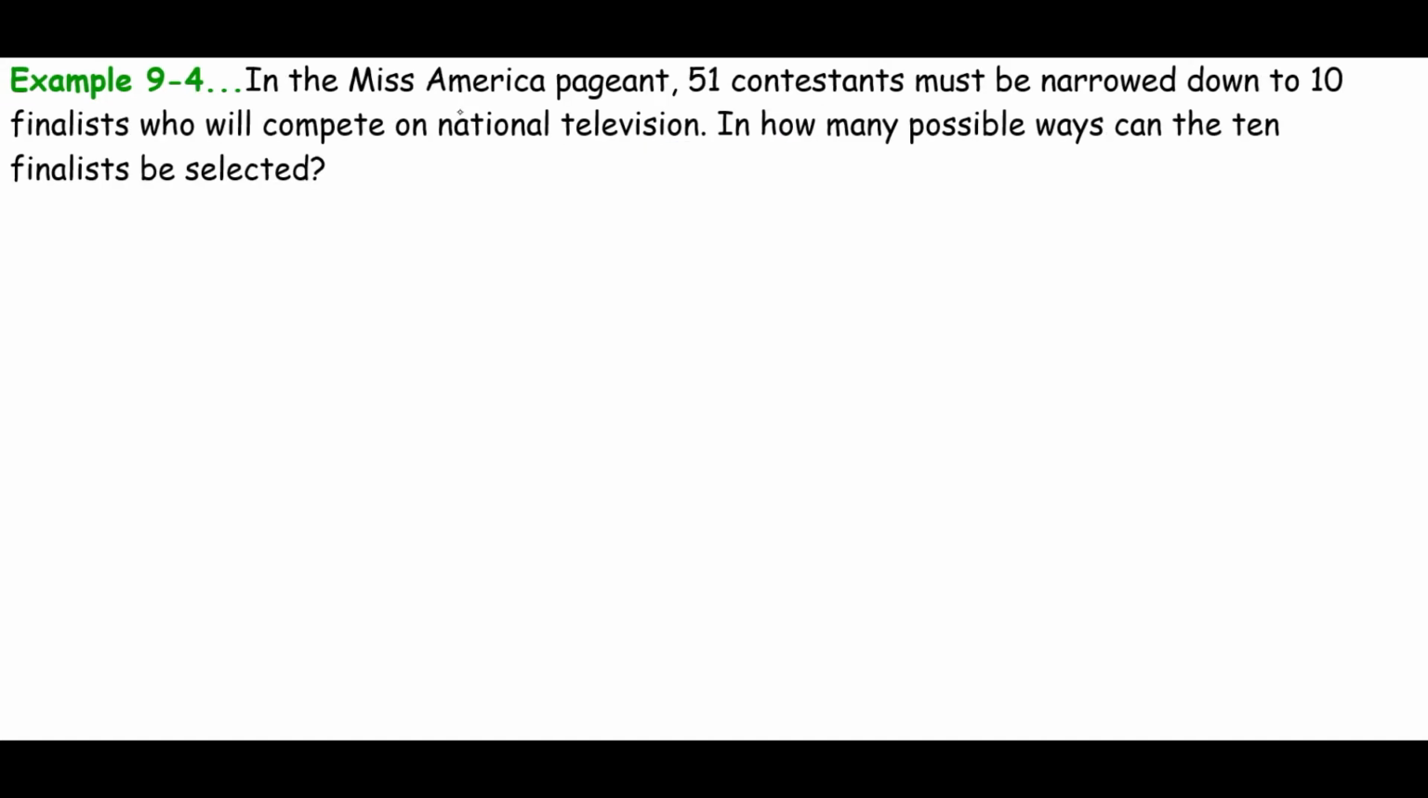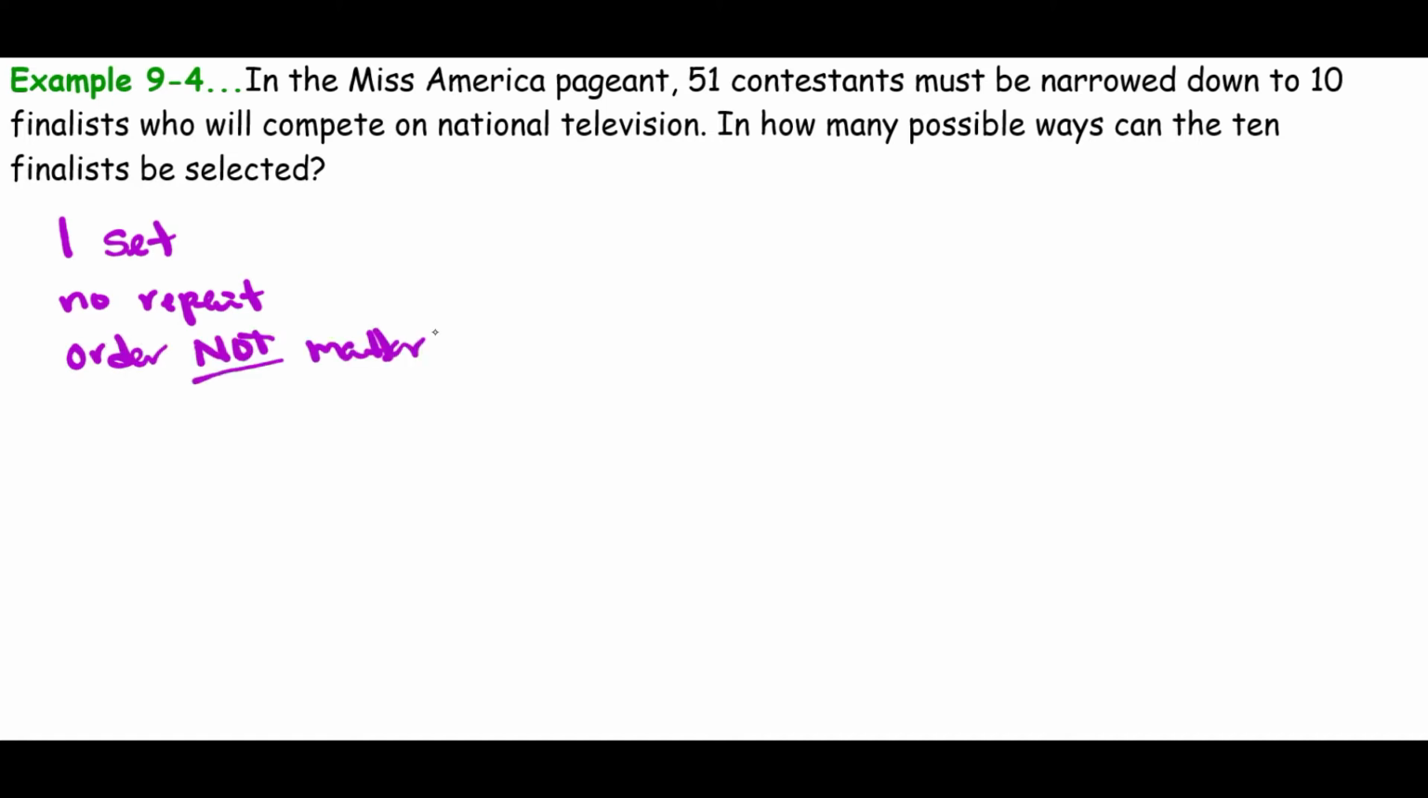All right, so in this next question, we have the Miss America pageant. 51 contestants must be narrowed down to 10 finalists who will compete on national television. And how many ways can the 10 finalists be chosen? So we only have one set. We have the 51 contestants, so we just have one set. Once I choose a person, I cannot choose that same person again, so no repeating. Does order matter? No, because we're just choosing the 10 finalists who will compete on national television. So you don't care if you're chosen first, second, third, fourth, you just want to be in that 10. So order does not matter.